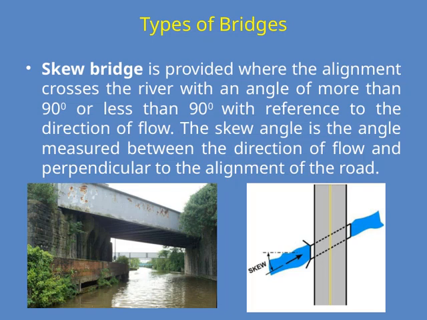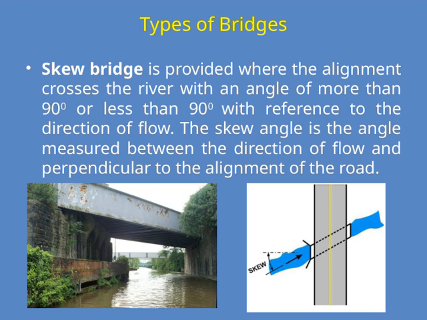Let's talk about skew bridges. These are used specifically where the alignment crosses a river at an angle that is either greater than 90 degrees or less than 90 degrees relative to the flow direction. Essentially, the key point here is the angle between the river's flow and the bridge alignment. The skew angle is measured between the direction of the flow and a line perpendicular to the road's alignment.